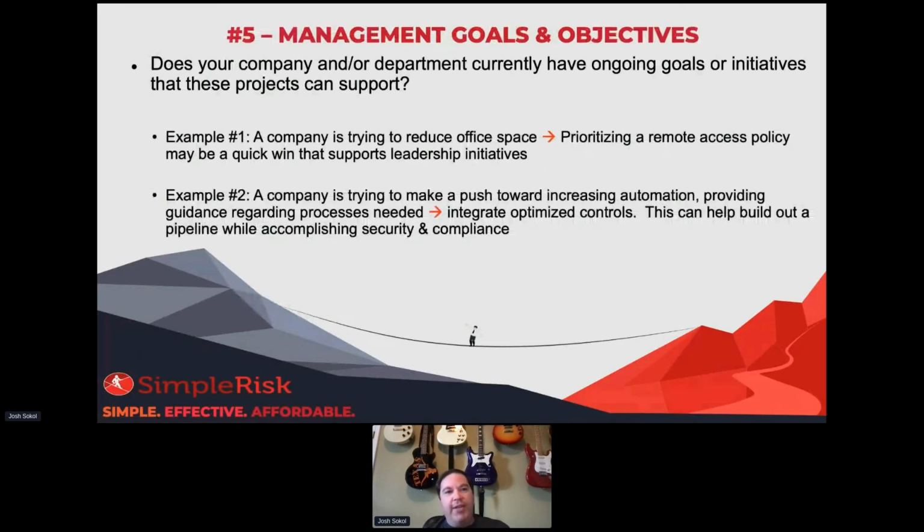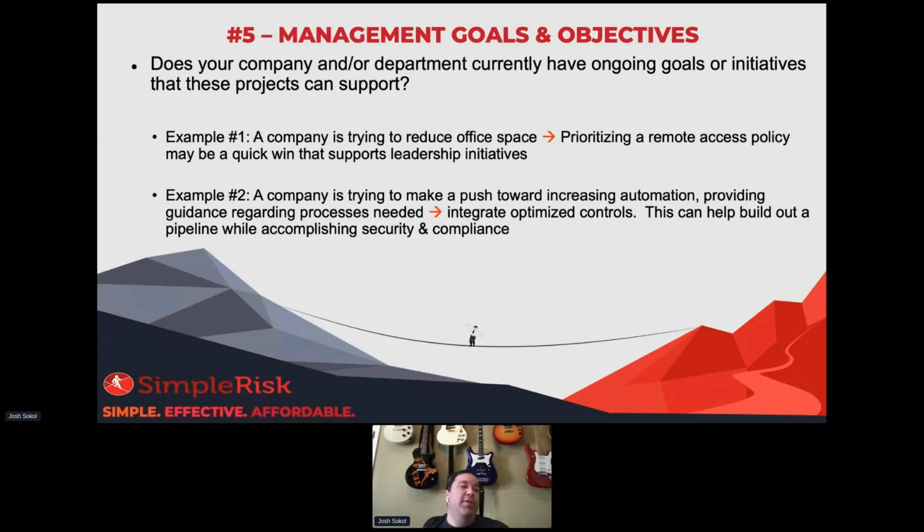Now, the last one here is management goals and objectives. And this is more about visibility, right? Because what happens in your organization is your company or your department are going to have ongoing goals or initiatives that everybody in the organization is expected to support.